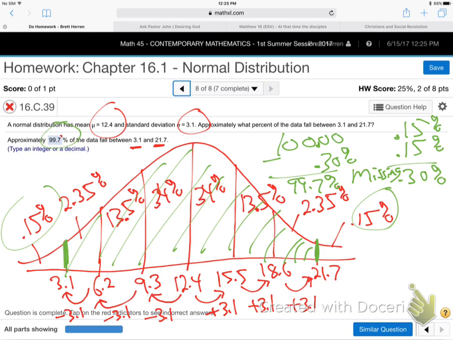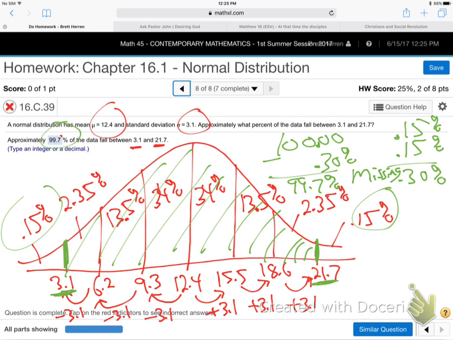So that's the jump from line to line. So they gave me the middle, the mu's the middle, so I started at 12.4 in the middle. And then I just took that 12.4 number and I added 3.1, added 3.1, added 3.1. So that means, the sigma means how much you add from line to line. And to the left we subtract that amount from line to line. Is that good?